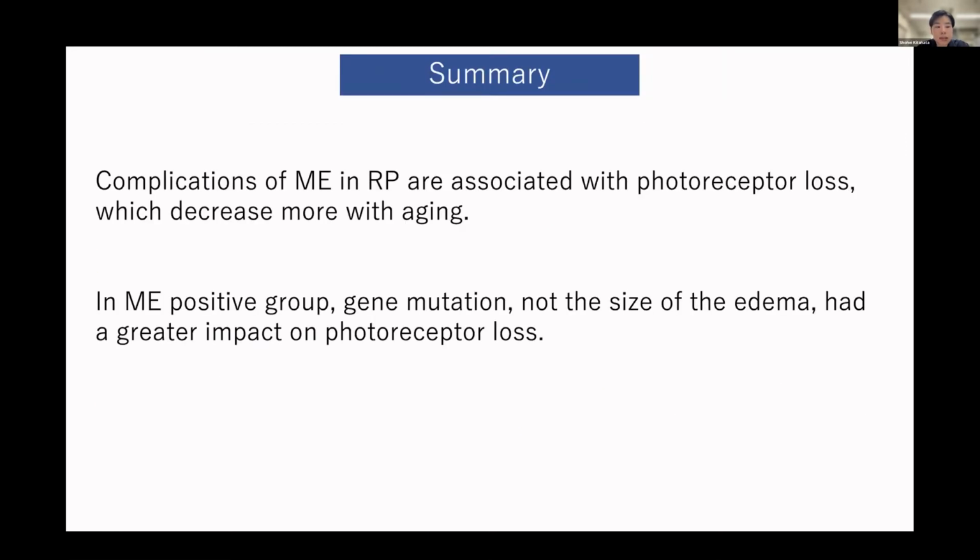This is a result summary. Complications of ME in RP are associated with photoreceptor loss, which decreases more with aging. In the ME positive group, gene mutation, not the size of edema, had a greater impact on photoreceptor loss.